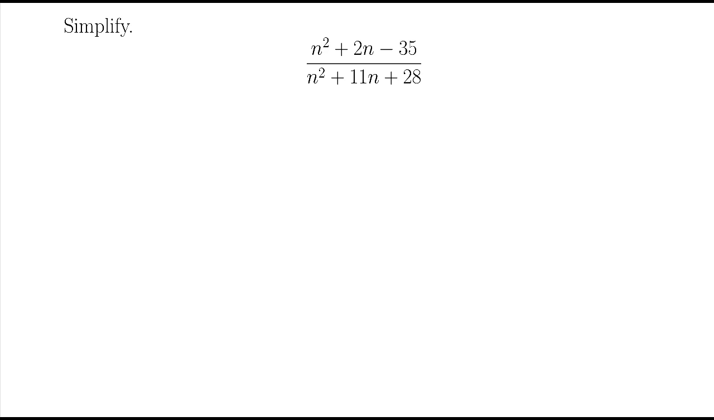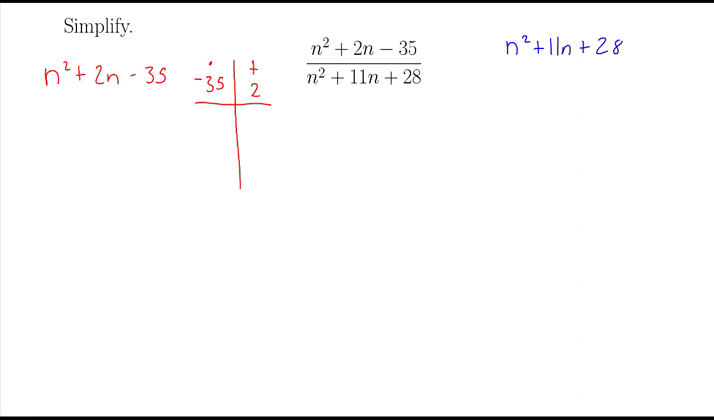Okay, so let's start off by factoring the top, n squared plus 2n minus 35. We're going to treat that as its own problem. We're going to do the same thing with n squared plus 11n plus 28. Okay, so in order to factor n squared plus 2n minus 35, I need to find two numbers that multiply together to be negative 35, but add together to be positive 2.